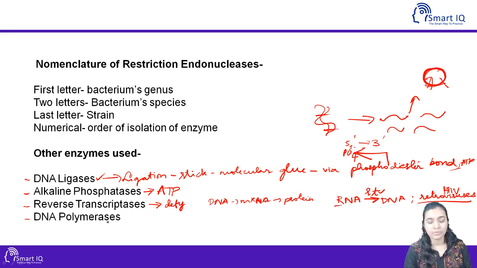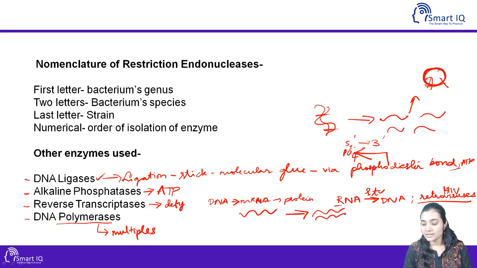Next comes the DNA polymerases. Now what does this word polymerase tell you? Polymerase means multiple, right? Polymer is multiples. So DNA polymerase is for the production of a double stranded DNA from a single stranded DNA. So basically we are using the DNA polymerases in order to get our product of interest, and it helps in multiplying.